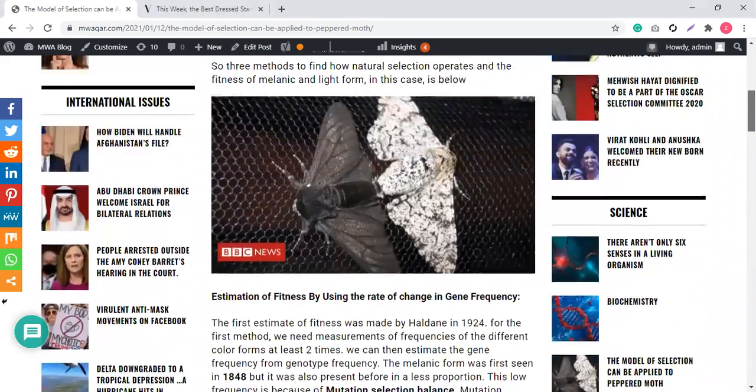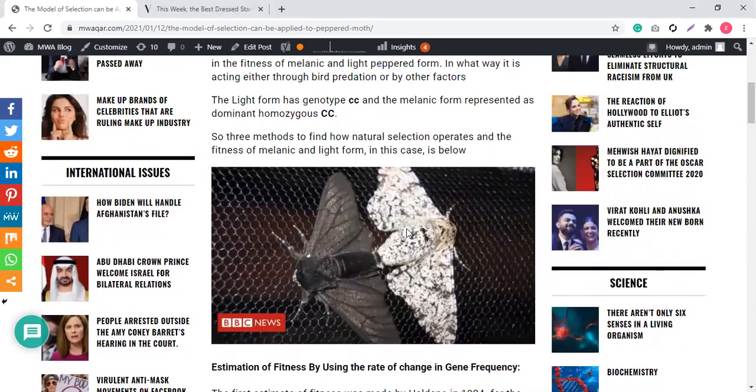I want you to first see the picture. This is the light peppered moth, peppered color, and this is the dark color moth. Both definitely have different genotypes and different alleles that are controlling the trait color. And we will see how natural selection selects the melanic form, the dark form, and the light, peppered form.